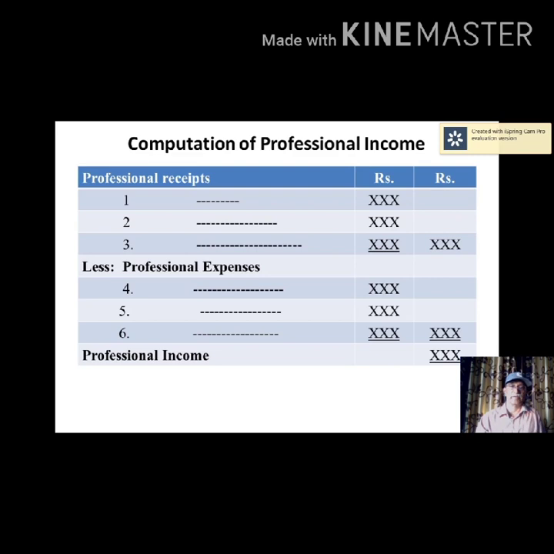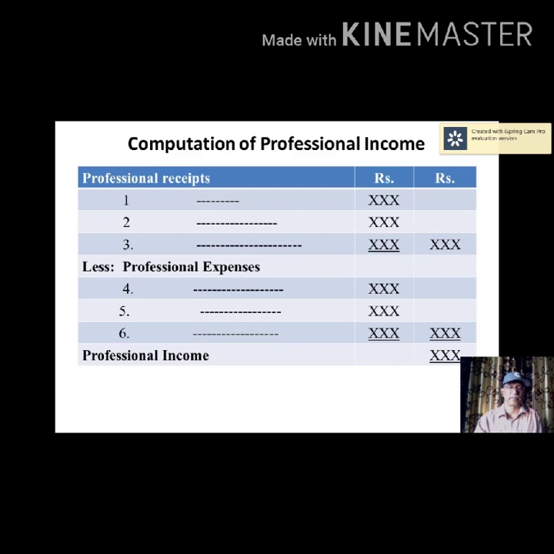You are welcome to the presentation on the topic professional income. Before that, previously you learned about computing business income. For computing business income, net profit as shown by profit and loss account is the basis. There, what we do is we take net profit as per profit and loss account as the starting point, and to that we make certain adjustments.